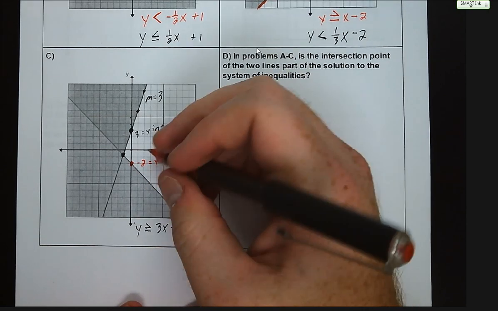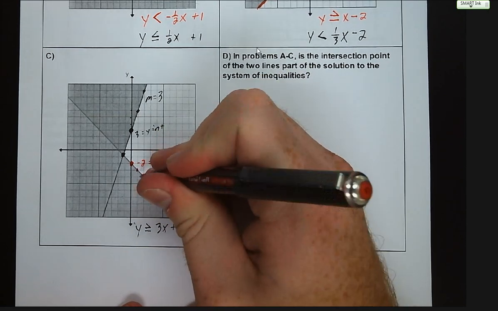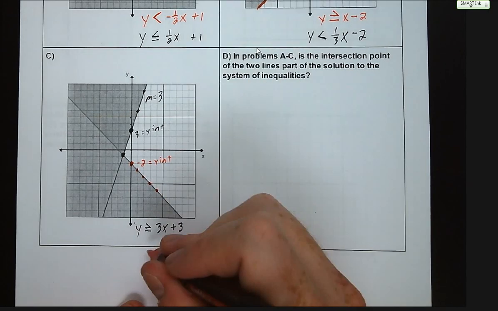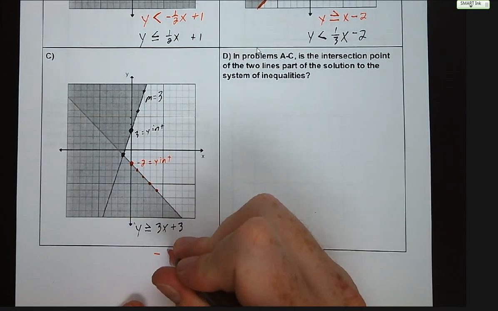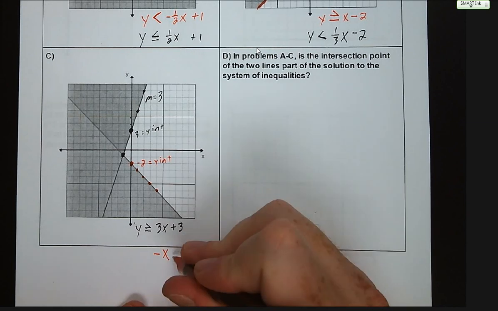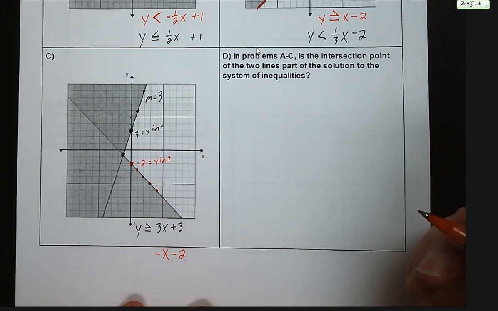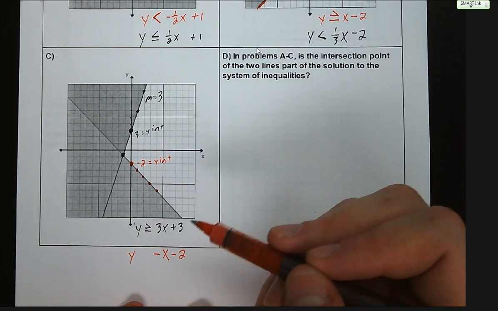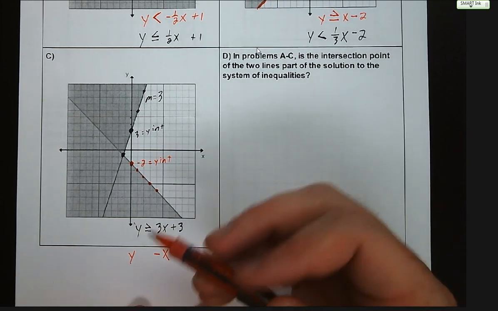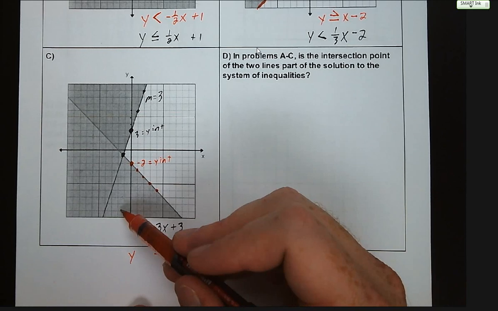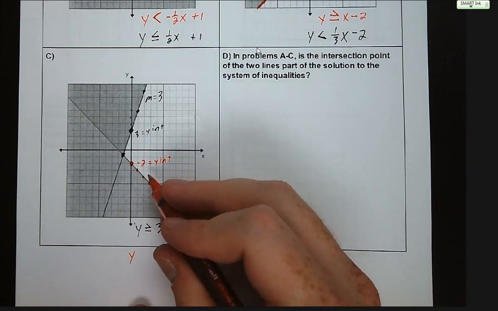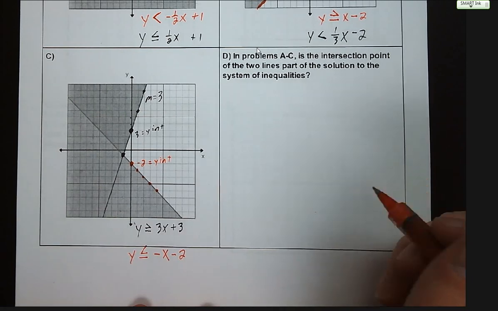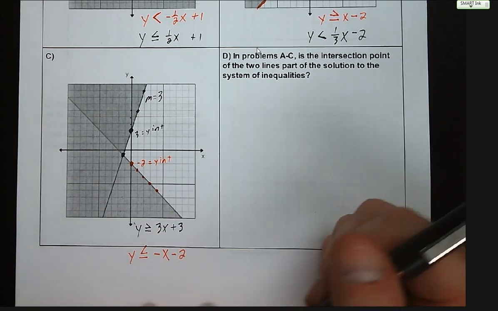And our slope looks like we are going down 1 and to the right 1 each time. So our slope is going to be -1x. Our y-intercept is -2. We have our y value, and now I just got to figure out, am I shading above it or below it? Looks like I'm shading below it, and it is a solid line again, so this is going to be less than or equal to. So those are my two equations.